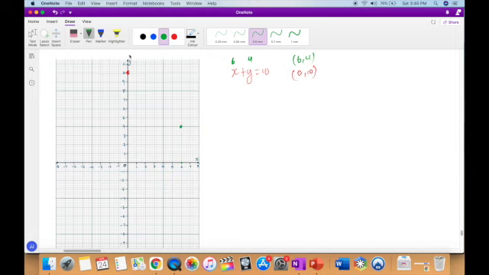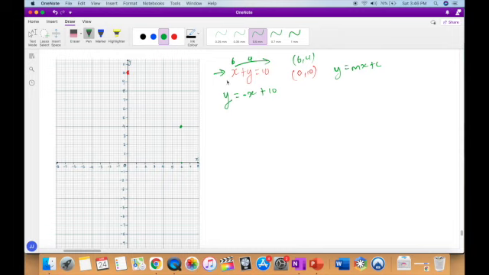And yes, it has a negative gradient, and it makes sense that it has a negative gradient. Even though the x isn't negative here, this is not in the form y is equal to mx plus c. We have to put it in the form y is equal to mx plus c. So if we were to take the x and throw it over, indeed we would have y is equal to negative x plus 10.